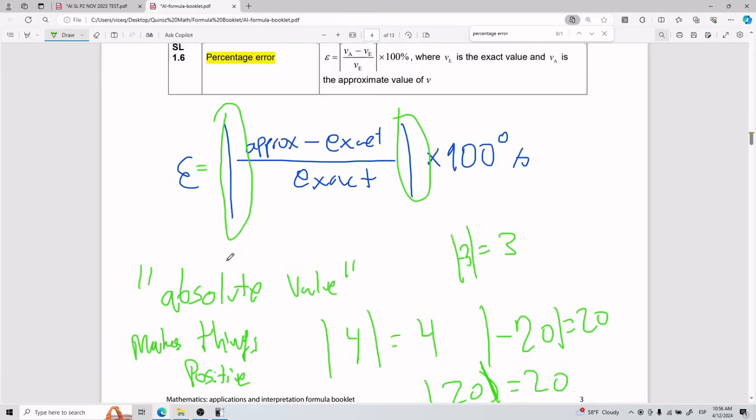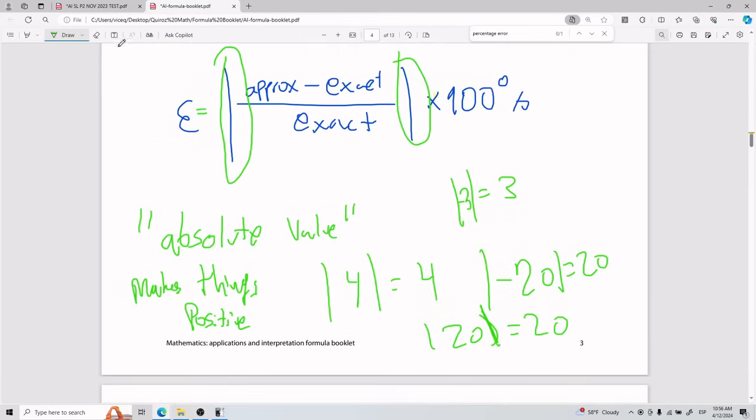Anyways, absolute value makes things positive, okay? Why is that useful? Because if you're talking about a percentage error or percentage change, you're not interested if you grew 7% or you were off by 7%, or you were less by 7%. All you want to know is how far off you were. Not if it was plus, not if it was minus, just how far off you were. That's why percentage error is going to use absolute value in its equation.